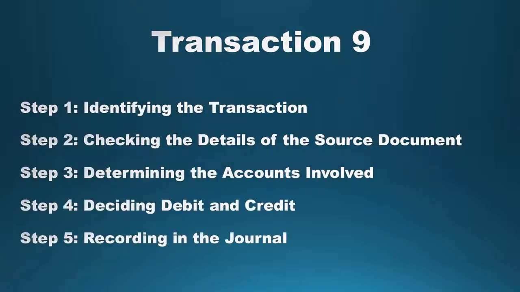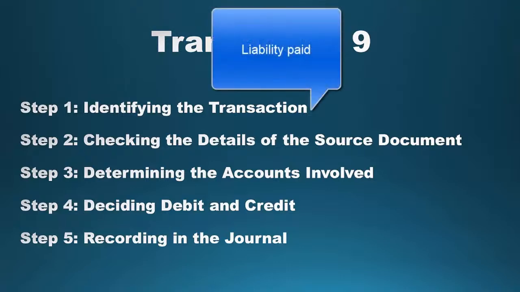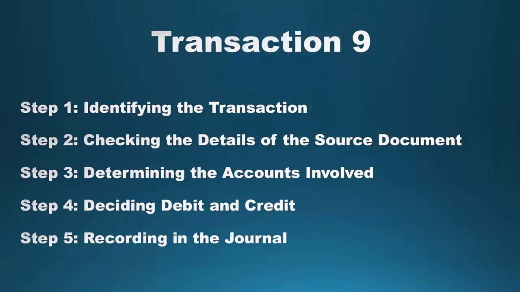Step 1. Identifying the transaction. In this transaction, Neelam makes a partial payment of $1,000 to the supplier from whom she had previously purchased flowers on credit from transaction 3. This is classified as a liability payment, reducing the amount owed to the supplier. The business uses cash to make the payment, so the cash balance decreases.